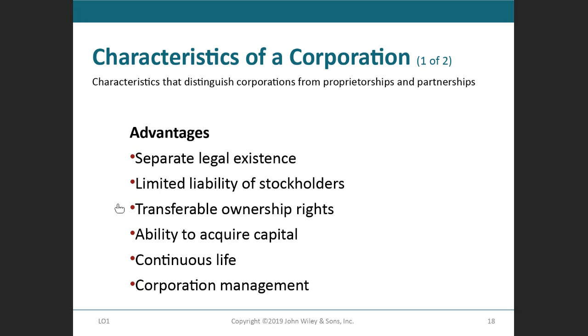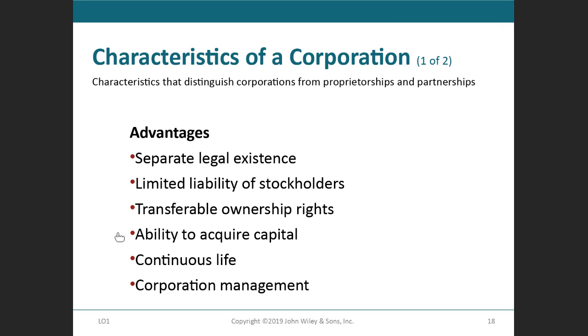Also, the ownership is easy to transfer. So you have 5 people coming together, buying stocks, forming a corporation. If you want to leave, you can sell your stocks to somebody else and you can exit, and somebody else can become the owner. Very easy to transfer the ownership, right?